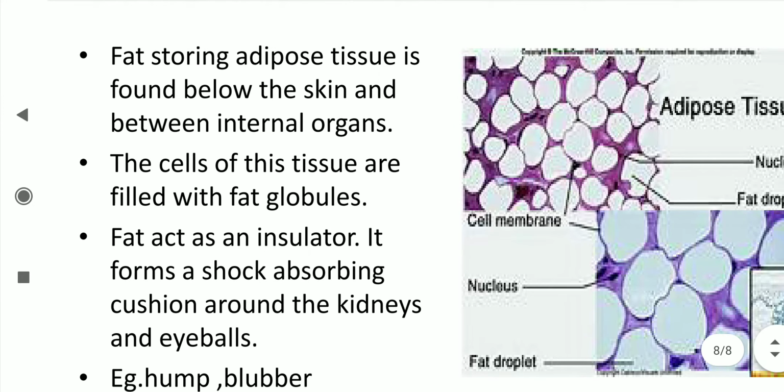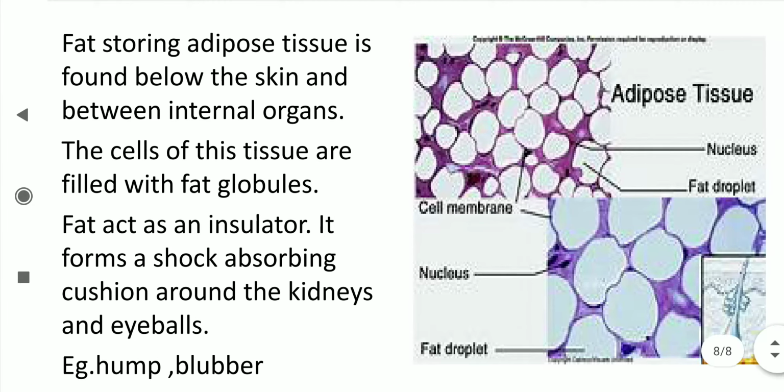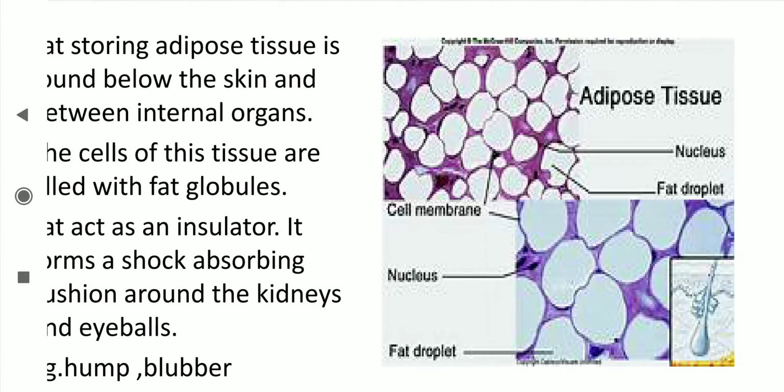Okay. The cells of this tissue are filled with fat globules. See the picture you are seeing. Okay, fat droplets are there, adipose tissue.